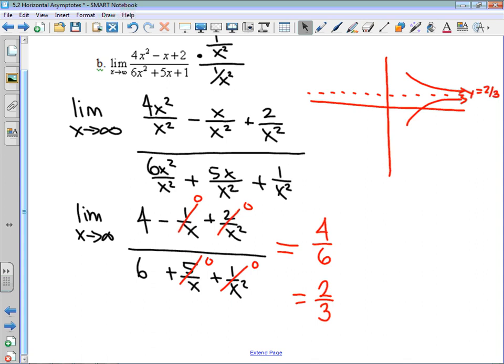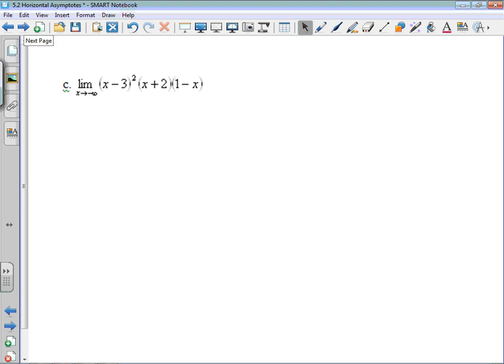All right, I think I'm going to split the video here. Oh, well, let's do one more. It's pretty similar to what we just did. It wants us to take the limit as x approaches negative infinity.